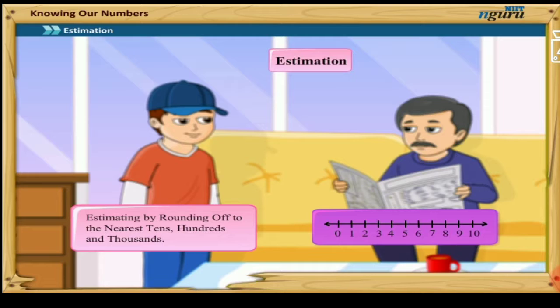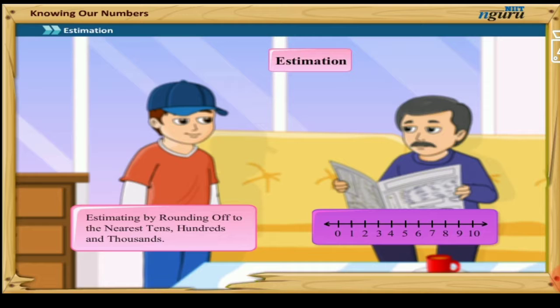Let us look at an example. Your mom spent 567 rupees yesterday on vegetables and fruits. To find out how much your mom spent approximately, we round off 567 to its nearest hundreds. Since 600 is a closer hundred to 567, we round it off to 600 rupees. So, we can say that your mom spent 600 rupees approximately on vegetables and fruits.